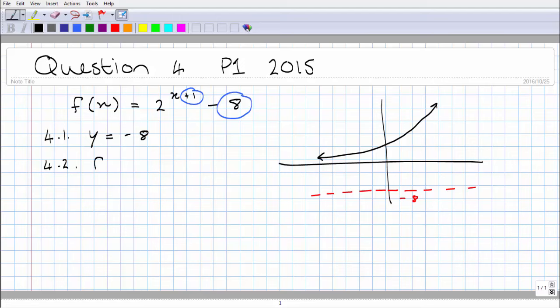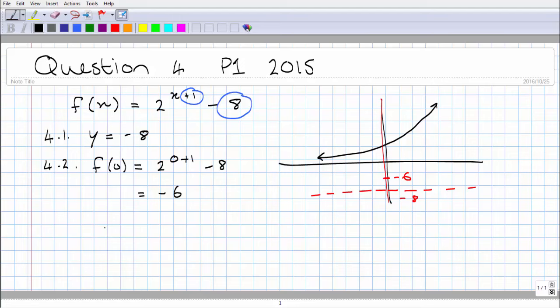So the first thing we do is we say f of x when x is 0, and that's equal to 2 to the power of 0 plus 1, minus 8. 2 to the power of 1 is just 2, minus 8 is minus 6. So when x is 0, in other words on this line here, we get minus 6. So it cuts at minus 6. We know the asymptote's at minus 8, and it cuts at minus 6.